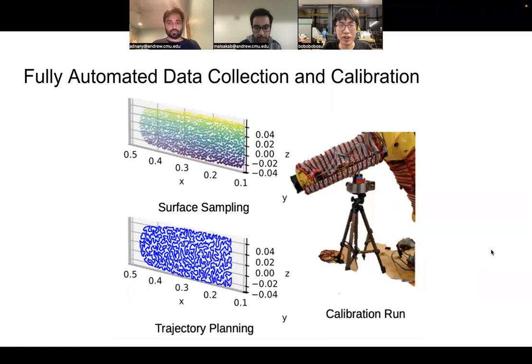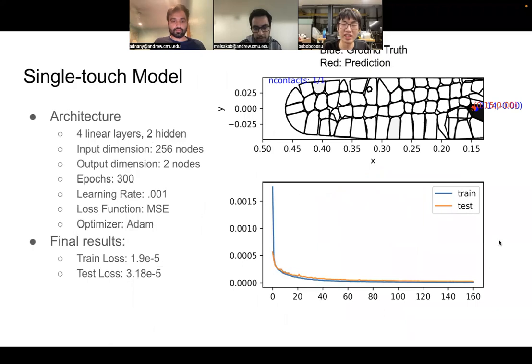This is our fully automatic data collection procedure. We first perform surface sampling. We plan the trajectory to have the robot arm swipe the tactile skin over the force sensor, which is fixed in space. So we have data over time containing the ground truth positioning data, plus the sensor output over time. Our sensor is a 16 by 16 sensor.